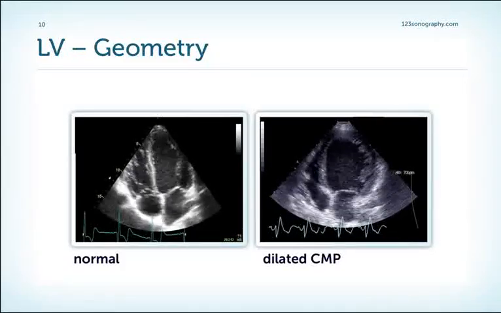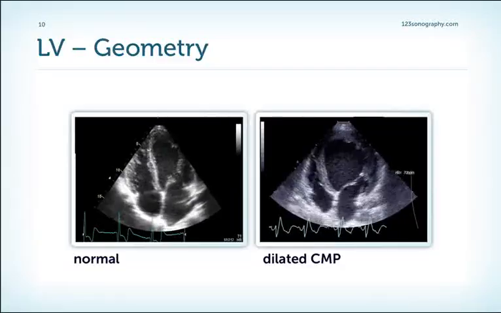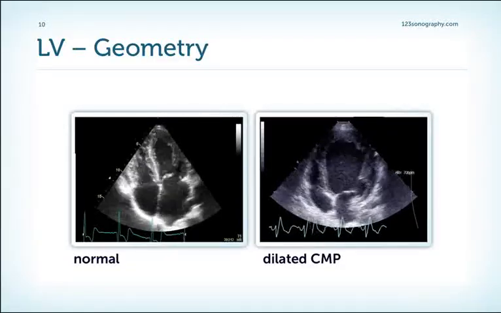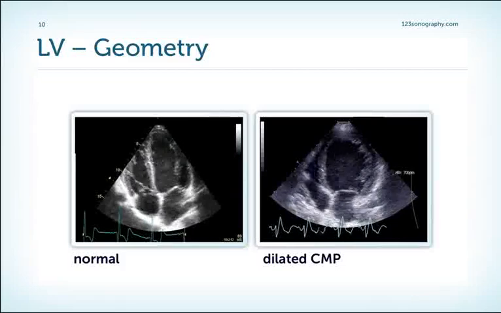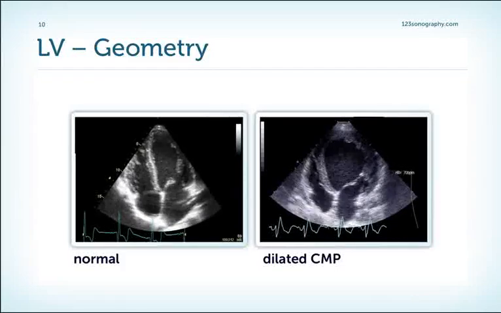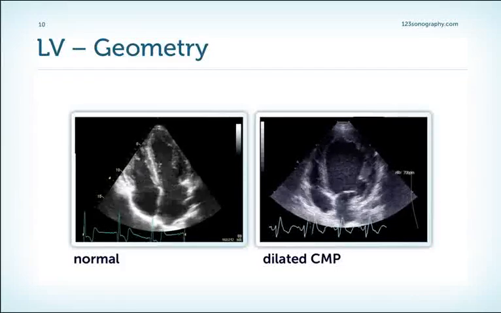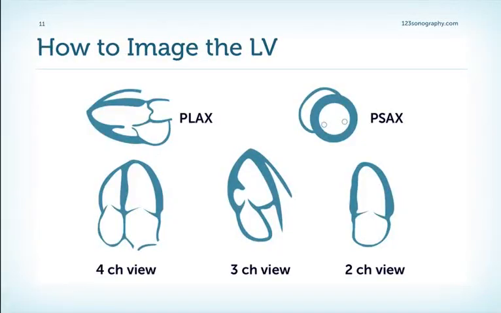This is an example. On the left, you see a normal left ventricle, the truncated ellipsoid shape with a fairly long and narrow left ventricle, while on the right side, you see the typical rounded shape of a dilated cardiomyopathy. Since the left ventricle is such a prominent structure, you will visualize the heart in many views. And actually, you should use as many views as possible to get a good appreciation of the size and function. You can use the parasternal long axis view, the short axis view, and apical views such as the four-chamber view, the three-chamber view, and the two-chamber view.